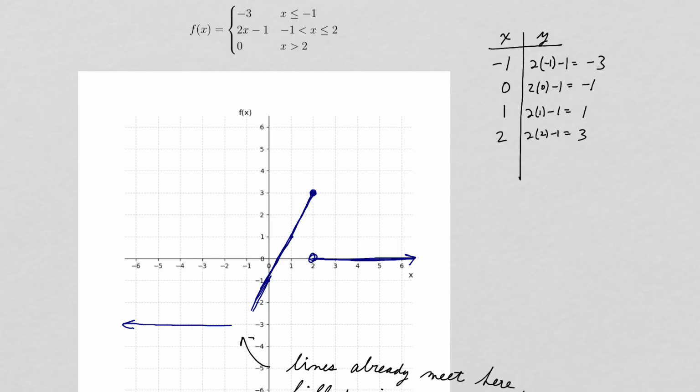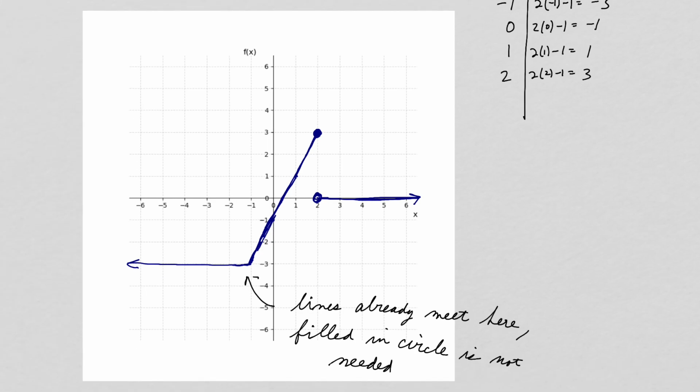You can just draw the line going in and the line going in like this. But here you want to include the filled-in circle. Here you want to include the open circle. That's important because there's like a jump there. All right, that will be important when you do the MyOpenMath homework because it'll mark it slightly wrong if you include a filled-in circle there.